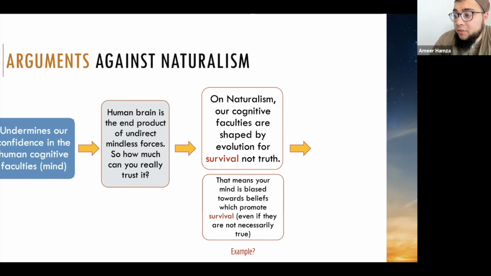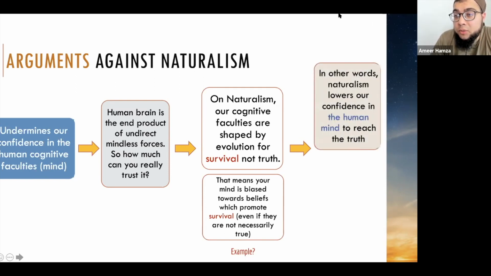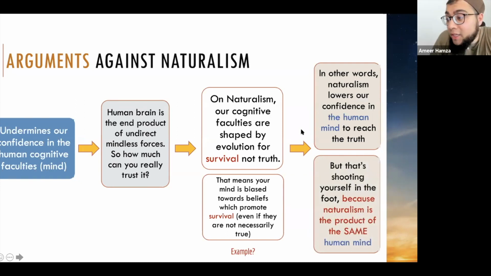Then here we conclude the following. In other words, naturalism lowers our confidence in the human mind to reach the truth, which is once again shooting yourself in the foot because naturalism is the product of the same human mind. Naturalism is the conclusion of the same human mind. So how can we be sure that's the truth and not some survival convenience? Do you guys understand that? Drop a hashtag paraphrase if you can paraphrase this in your own words. Why does it undermine the credibility of human experience?